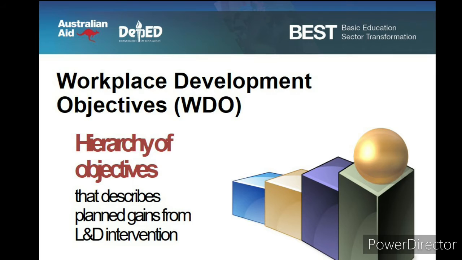The second step of the learning and development planning process flowchart is the formulation of workplace development objectives, which identify the learning results chain to which the L&D programs will contribute. Workplace development objectives capture the hierarchy of expected gains from the L&D programs. WDOs, also referred to as the learning results chain, establish the connection of the program to the department's strategic goals.